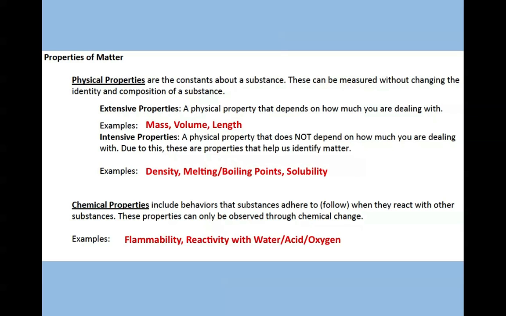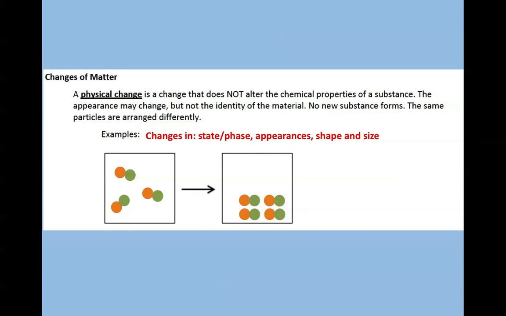A little bit about chemical properties. These are just behaviors that a substance will follow when they react with other substances. So something like flammability, how well it reacts with water, those are examples. Now, changes of matter, we have both physical changes and chemical changes.